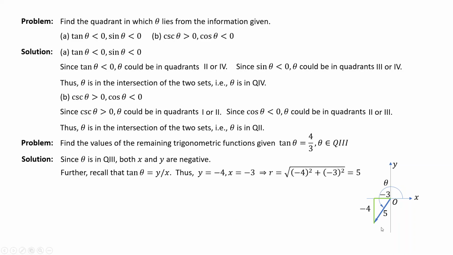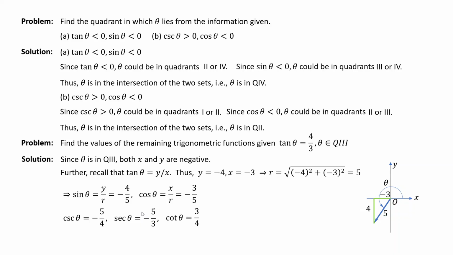Sine theta is y over R, negative 4 over 5. Cosine theta is x over R, negative 3 over 5. Cotangent theta is the reciprocal of tangent, so 3 over 4. So: sine theta, negative 4 over 5. Cosine theta, negative 3 over 5. Cosecant, negative 5/4. Secant theta, negative 5/3. Cotangent, 3/4. Ta-da! Effortlessly you can solve the problem, but you have to do some work.